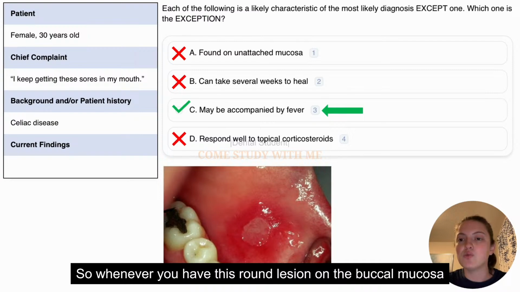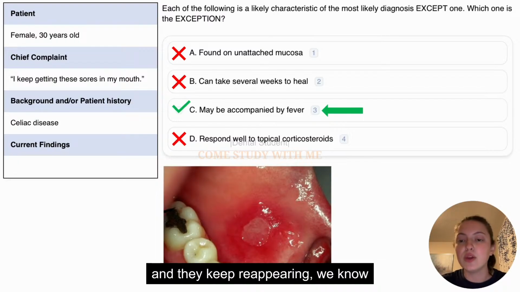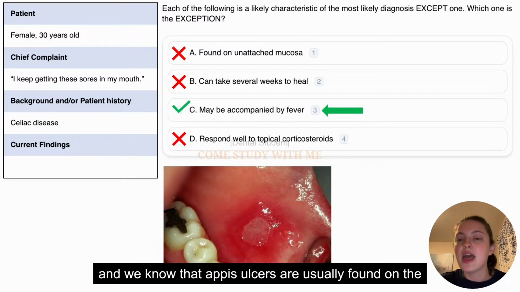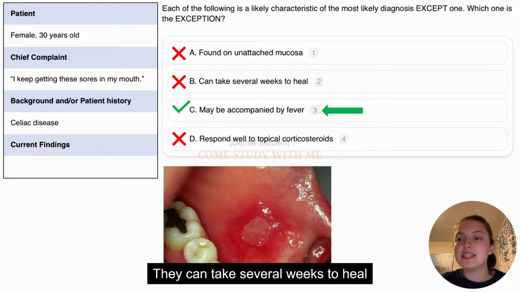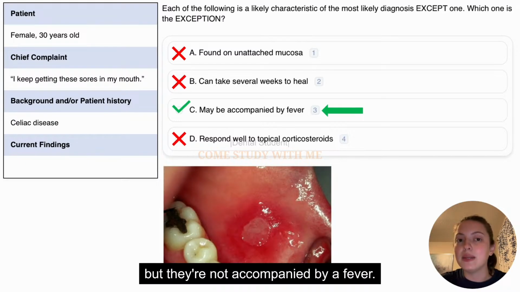So whenever you have this round lesion on the buccal mucosa with an erythematous halo, and they keep reappearing, we know that the patient has aphthous ulcers or canker sores. And we know that aphthous ulcers are usually found on the unattached mucosa. They can take several weeks to heal, and they respond well to topical corticosteroids, but they are not accompanied by a fever.